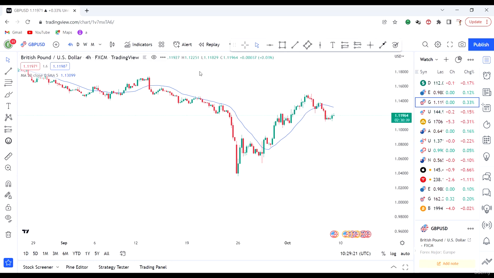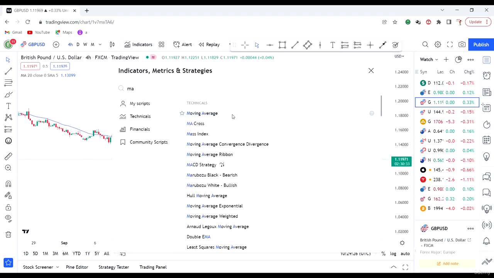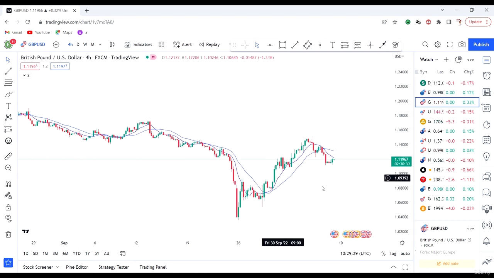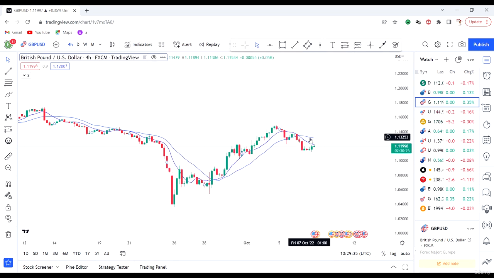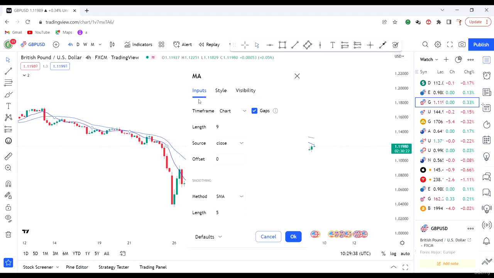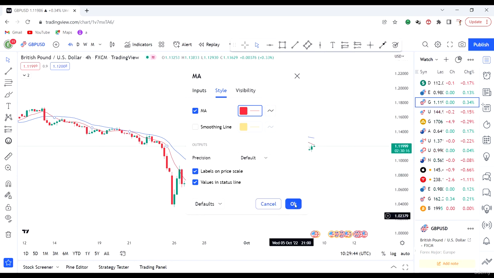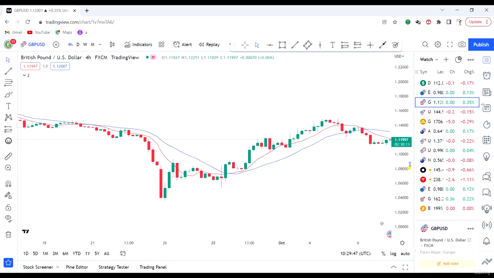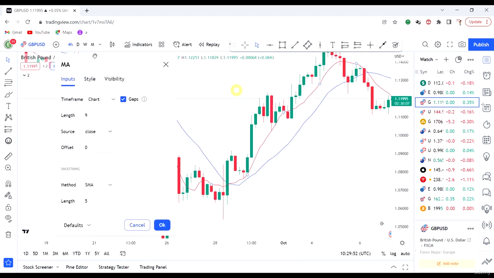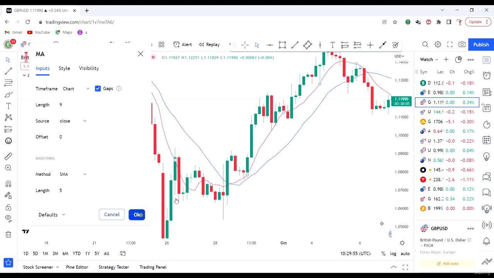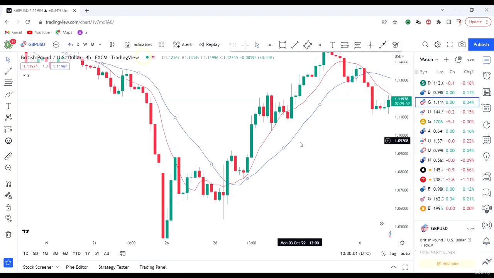Let me just add another moving average indicator, so you see what I'm talking about. Let's just type MA, moving average. So let's change the color of the new one. Let's go to style. Make this red. Okay. Now, after making it red, we see that this one has 9 periods, while this one calculates based on 20 periods. So we have 9 periods and 20 periods.